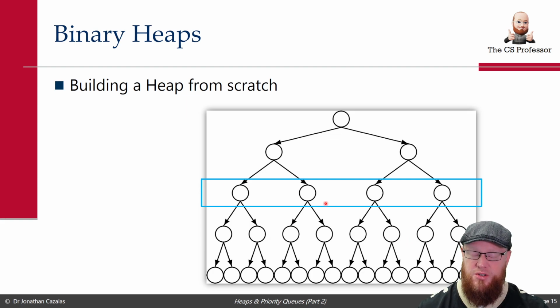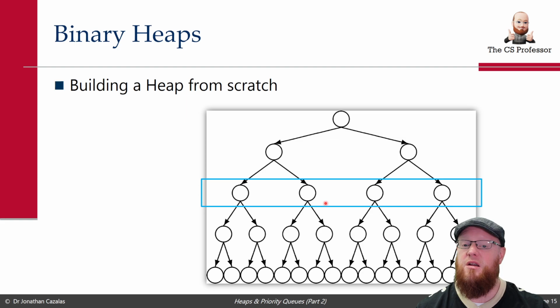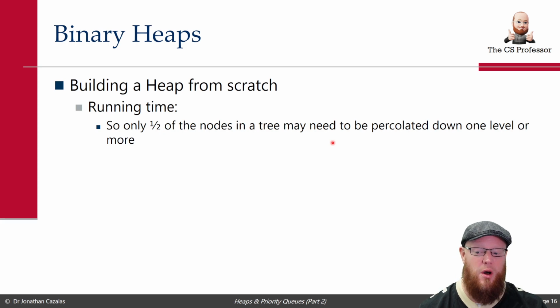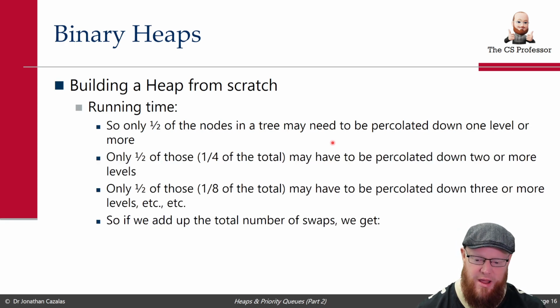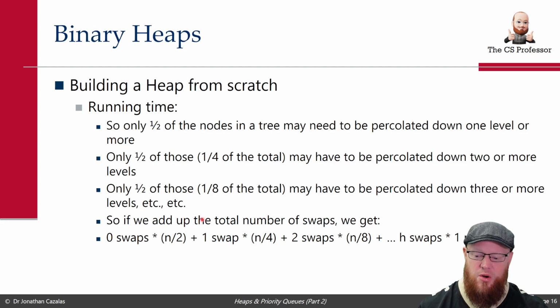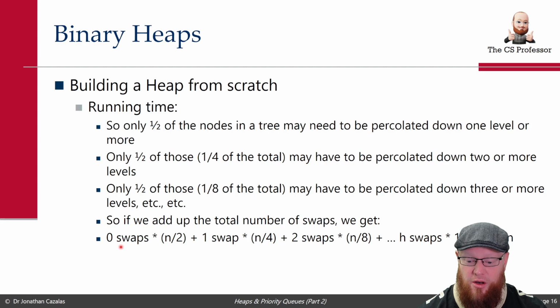If these nodes are out of position, they're going to have to percolate down at most 2 levels. And then the level above that, those 2 nodes would have to percolate down at most 3 levels, and so on. So we can see that half of the nodes in the tree at the very bottom don't need to percolate at all, right? So I'm going to come down to the actual equation right here. Half of the nodes in the tree don't have to percolate down at all.